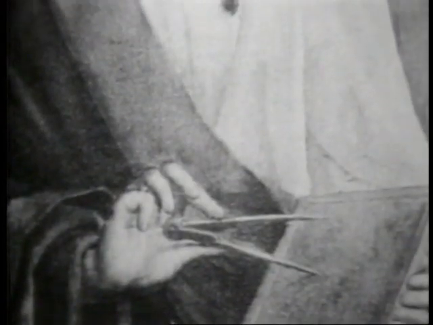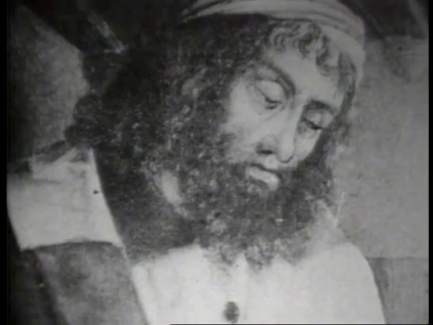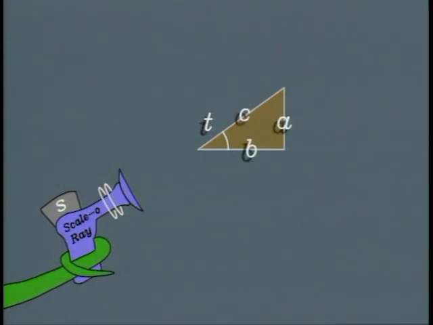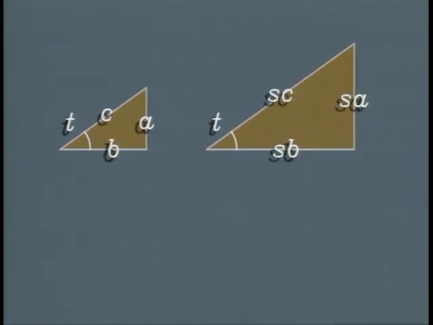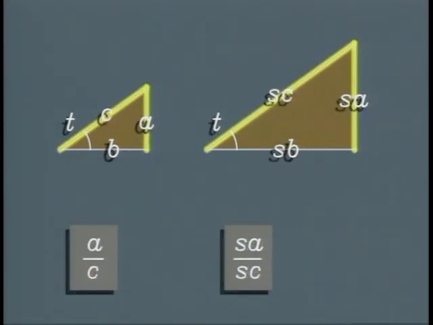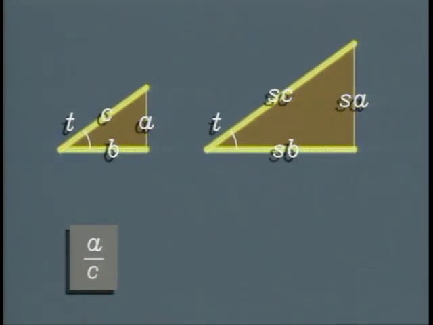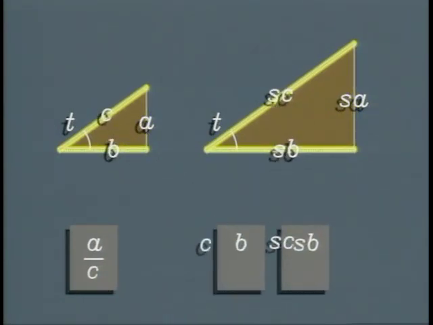In trigonometry, the study of triangles, sines and cosines appear as ratios of numbers. Look at this right triangle. Suppose we call this angle t. If we expand or contract the triangle by a scaling factor, we change the length of the sides, but we don't change the angle t or the two internal ratios, a over c or b over c.